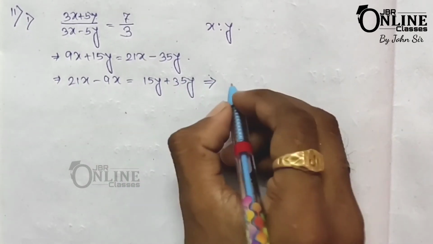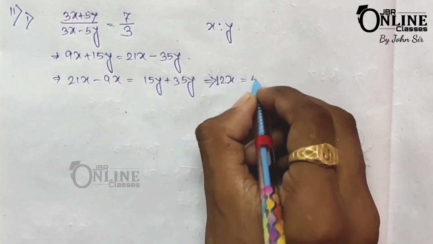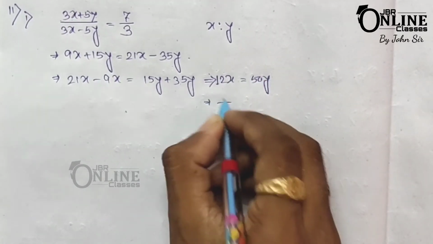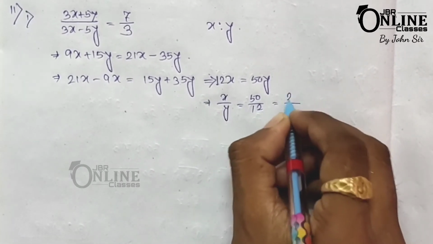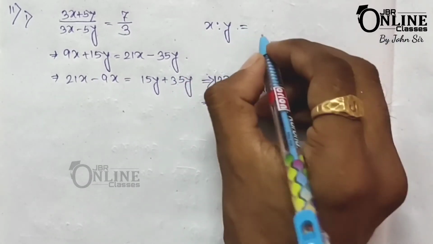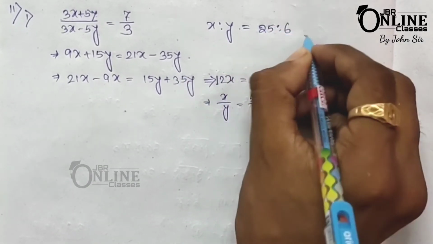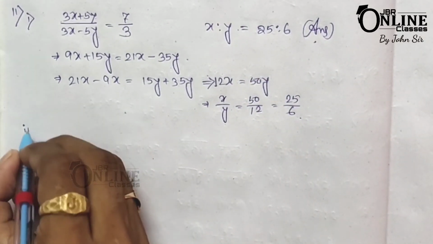So that implies 12x equals 15y. So here x by y equals 50 by 12, and that equals 25 by 6. So the final answer: x is to y equals 25 is to 6. That is the final answer. Now the next one, sum number 11.2.